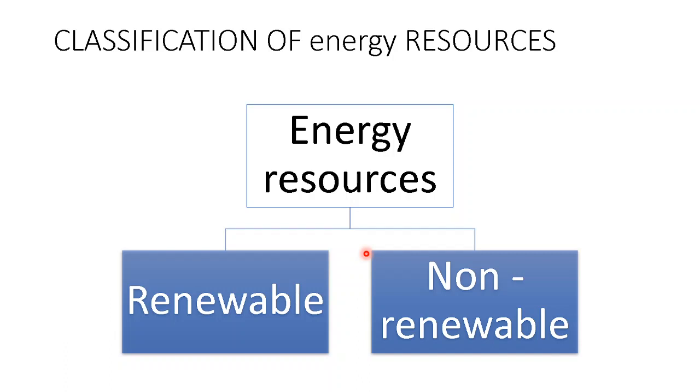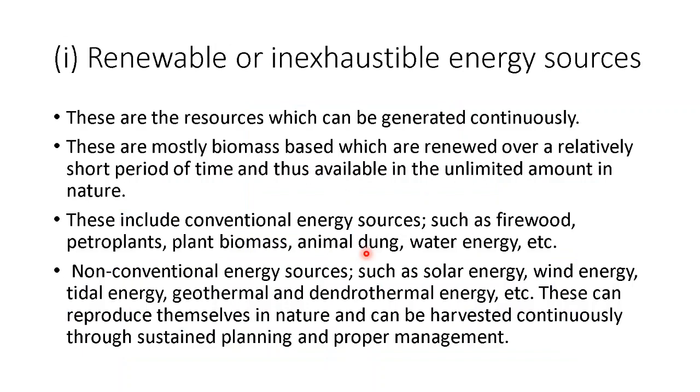So if you see the classification of energy sources, that is renewable and non-renewable energy sources. First we'll see what renewable and non-renewable energy sources are, and the examples we'll study afterwards. So these are the resources which can be generated continuously. That's why renewable. These are mostly biomass based, which are renewed over a relatively short period of time and thus available in unlimited amount in nature. That's why inexhaustible. They are not getting exhausted once we use them. So these are present at any time, unlimited, and can be generated continuously.